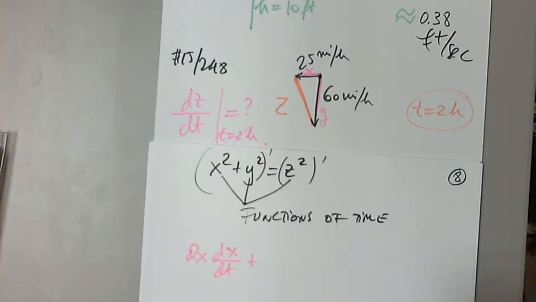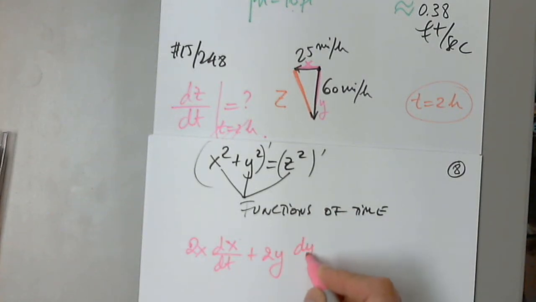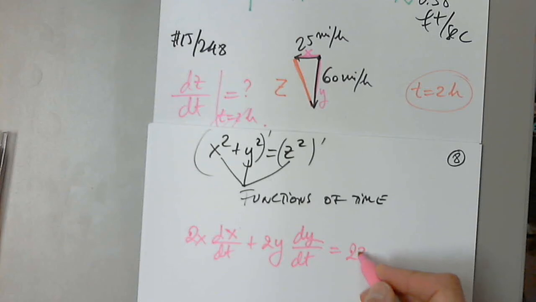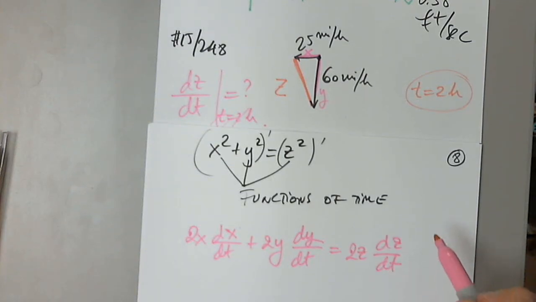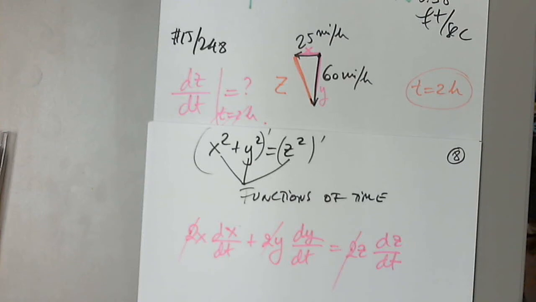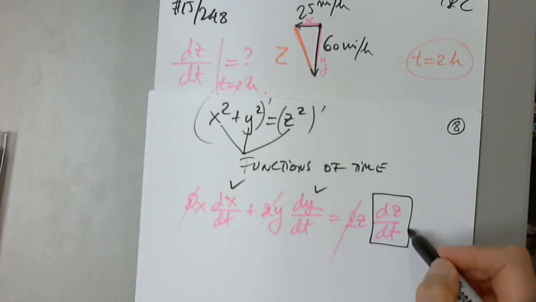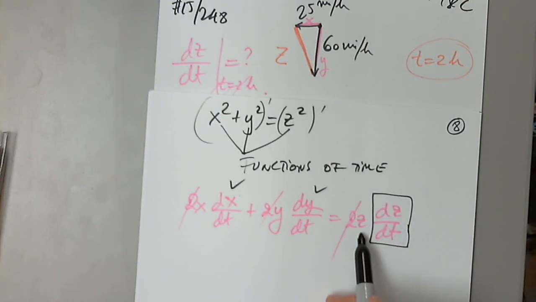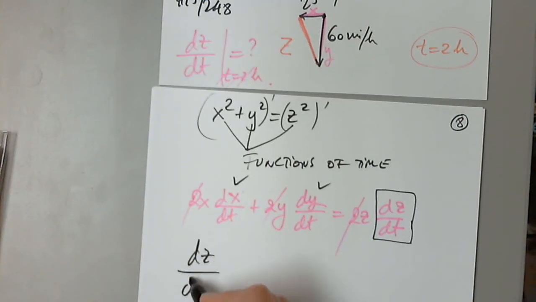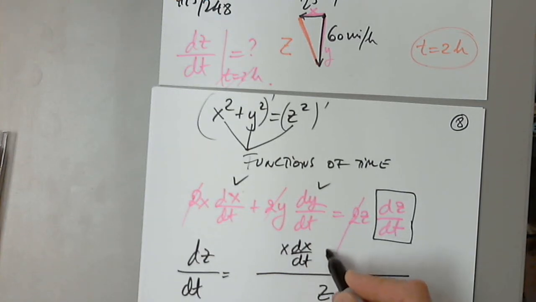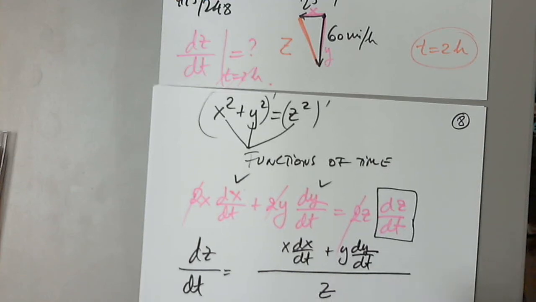Very good. Plus 2y dy/dt. Yes. Good. 2z dz/dt. That's it. Of course, I'm going to divide both sides by 2 to get rid of that and simplify it as much as possible. And remember, we are after which of these? Exactly, because these are given to us. This is our variable. And we have to divide everything by? Z. Excellent. So dz over dt equals x dx over dt plus y dy over dt, all over z.